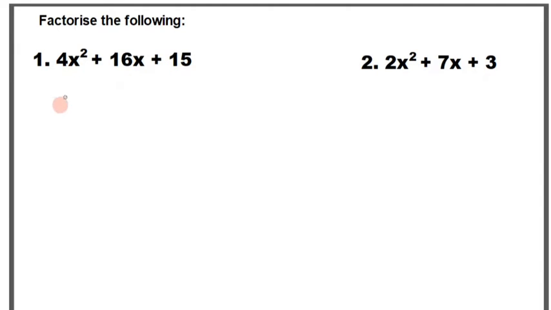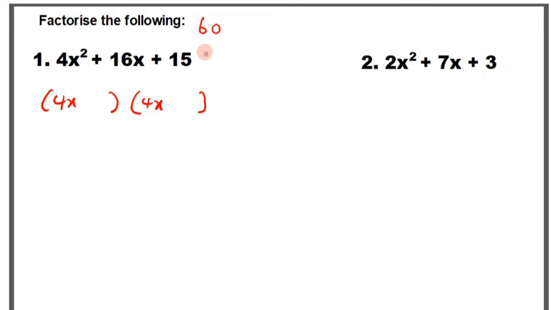The first thing I have to do is open a bracket and write 4x here, then close the bracket, and open another bracket and write 4x again, then close the bracket. Then I'll multiply this 4 by this 15. That's going to give me 60. The next thing I have to look for is the factors of 60 such that when I add them together, I'm going to get 16.